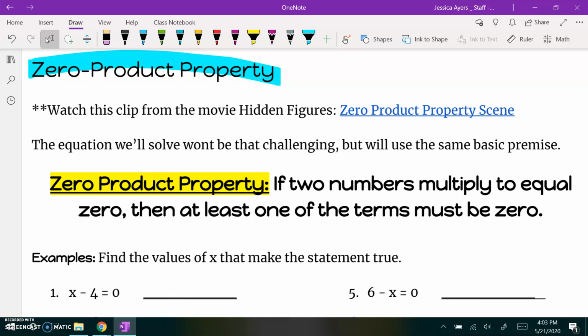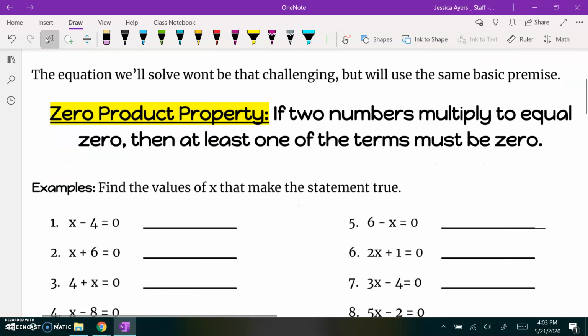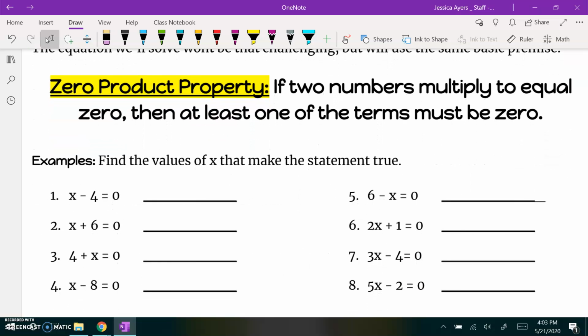So basically what we're going to be solving in there isn't quite as complicated, but the basic thing that we wanted you to take away is the zero product property. If two numbers multiply to equal 0, then at least one of those terms has to be 0. And it only works for 0, because you can't multiply and get 0 any other way than to multiply by 0.